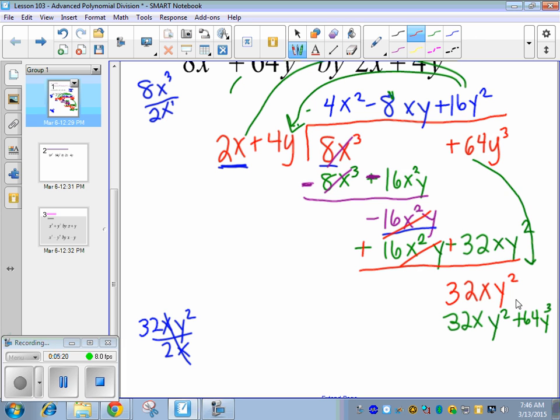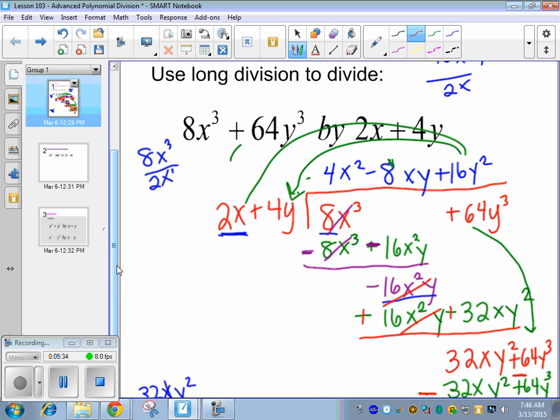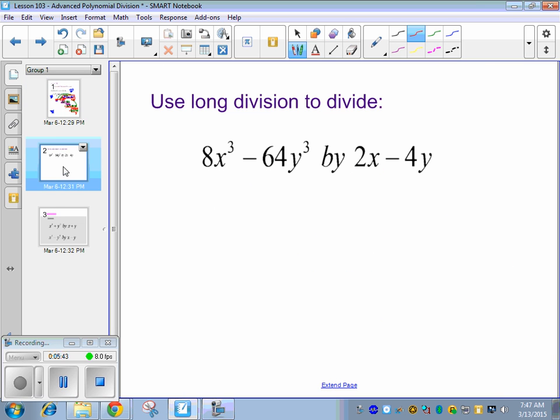Because we're going to subtract it, I'm bringing down what was finally my last term. Our next step is to change the signs, and it goes in evenly. We get 0, which means we have a final answer of 4x squared minus 8xy plus 16y squared. Okay? Let's try another one.